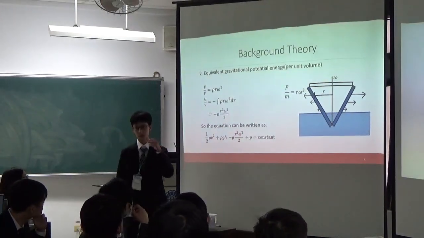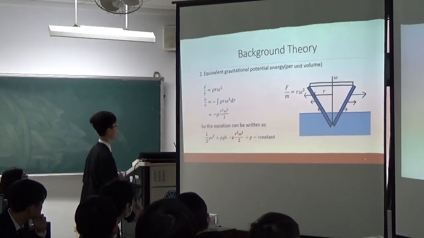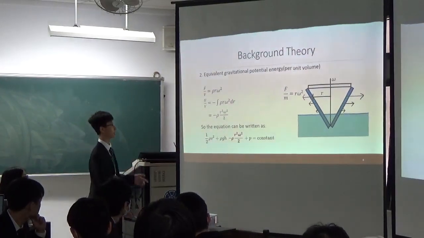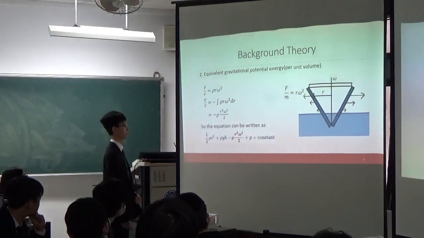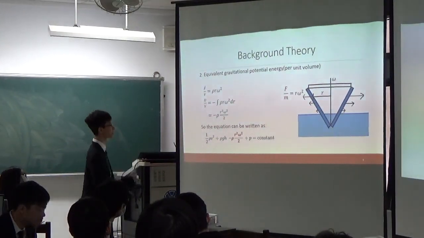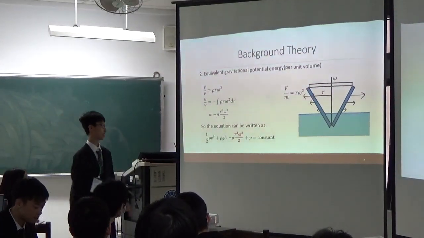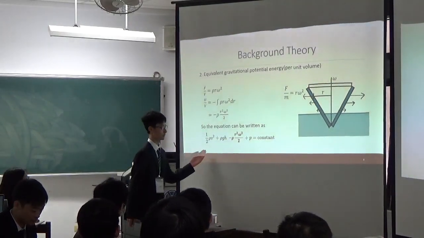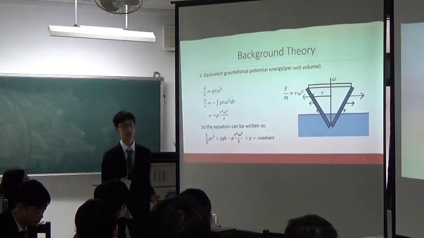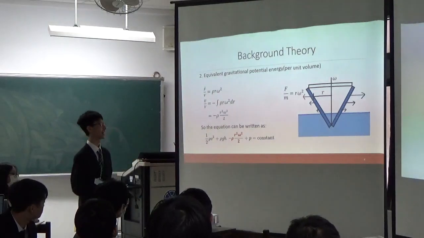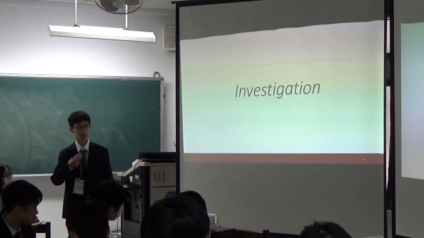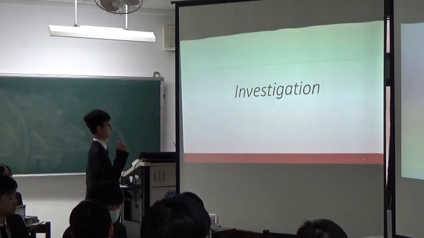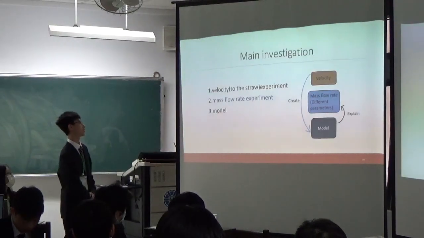We know the centrifugal force per volume is rho r omega squared, and we do the integration and get the centrifugal potential energy per volume. So we write the calculation like this when we ignore the viscosity. Okay, with this background theory, we go to our investigation.